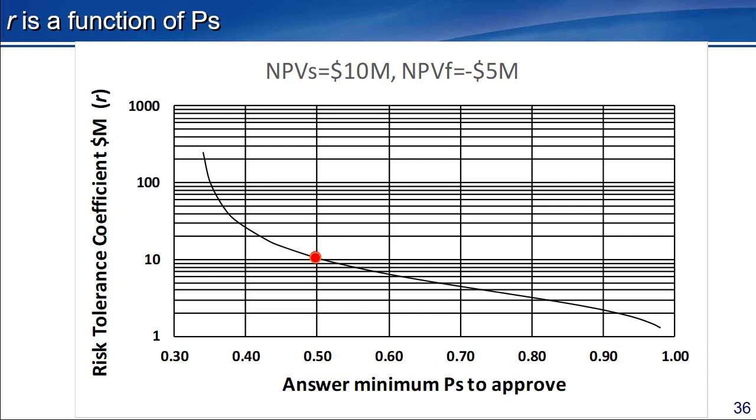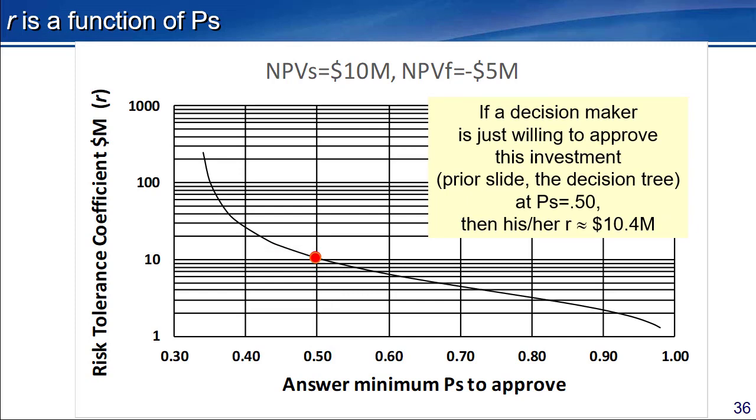This chart shows computed R's for the PS type question in the last slide. Find your answer on the x-axis. Then go up to the curve and read across to the y-axis value. Let me show you an example. Suppose you judge that 50% is the minimum PS before you would approve this investment. The red dot is above the indifference probability, and the corresponding R is $10.4 million.